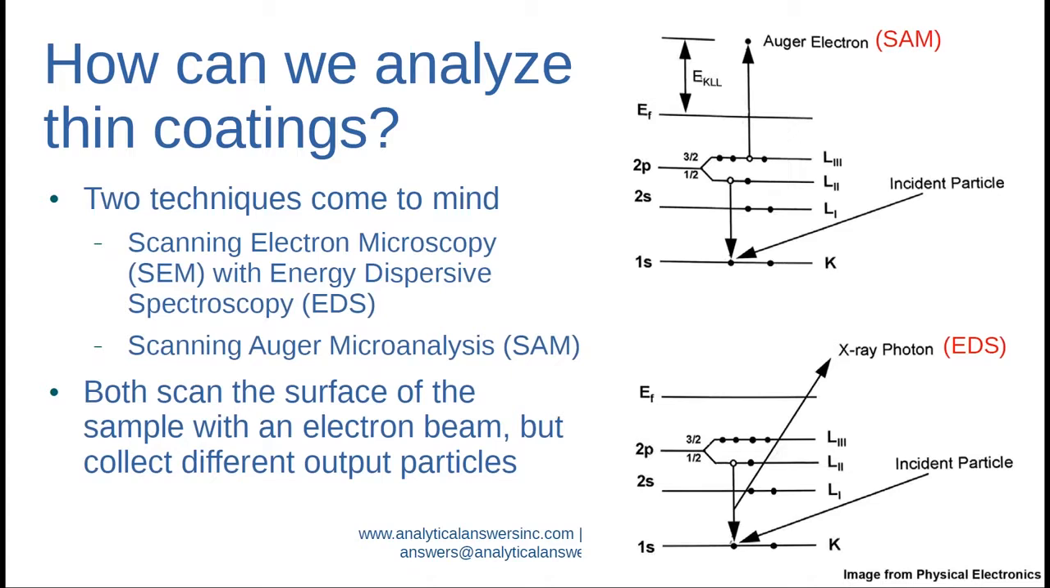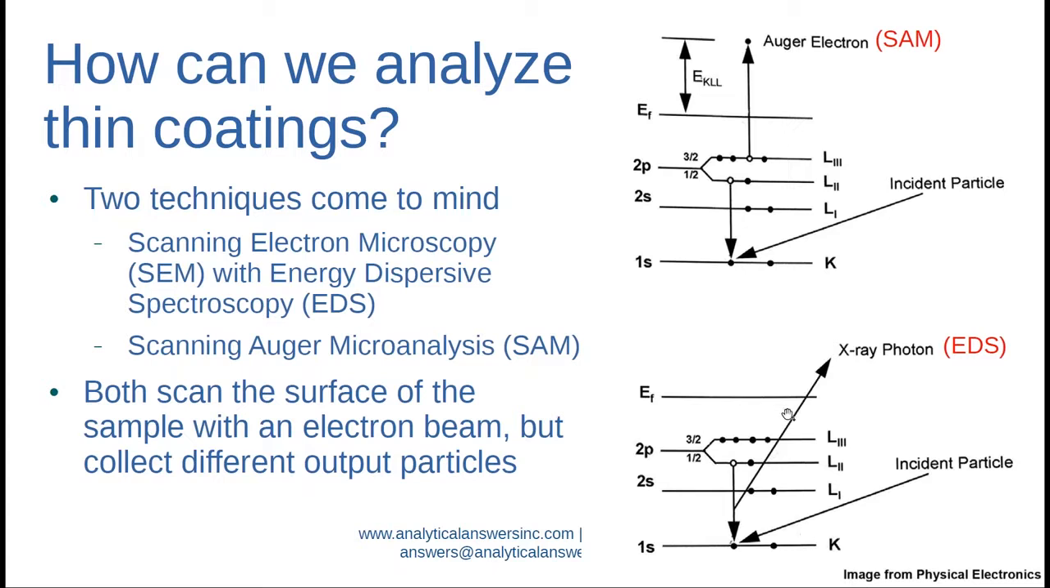So how can we analyze thin coatings? Well, we're going to talk about 2 different techniques here: scanning electron microscopy with energy dispersive spectroscopy and scanning Auger microanalysis. Now, both of these techniques scan the surface with an electron beam, and they both give you high magnification images, just like any scanning electron microscope, but they analyze different outputs from the excitation of the atoms.